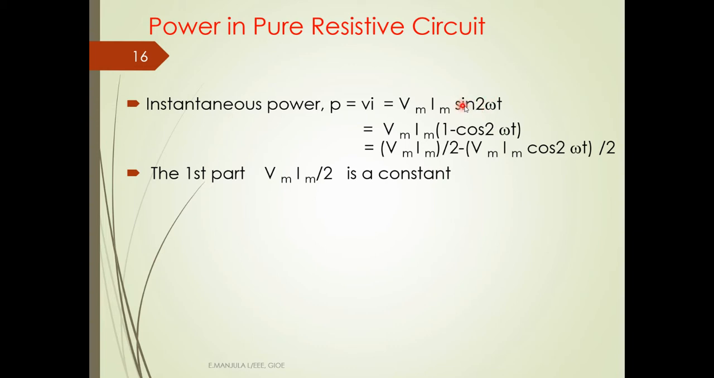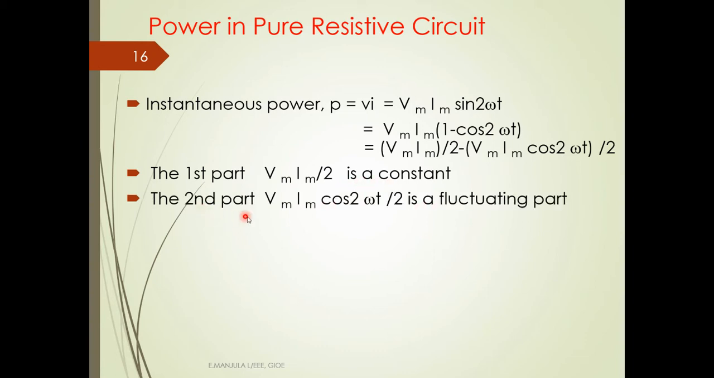So this is sine square omega t. Here the first part, V maximum I maximum by 2, is a constant, and the second part, V maximum I maximum cos 2 omega t by 2, is a fluctuating part.